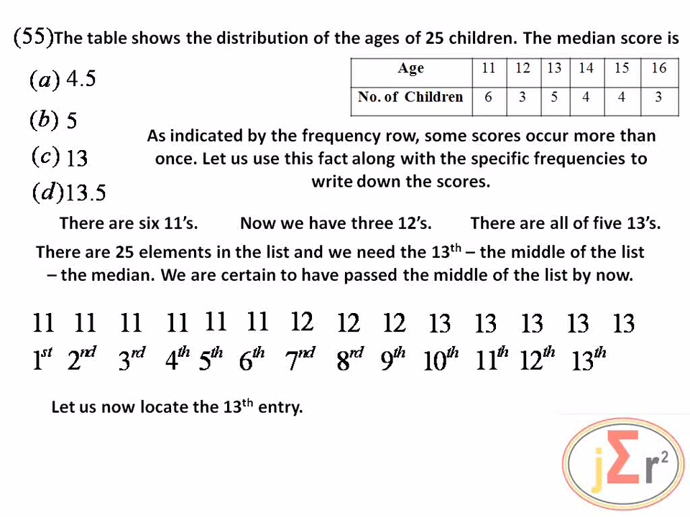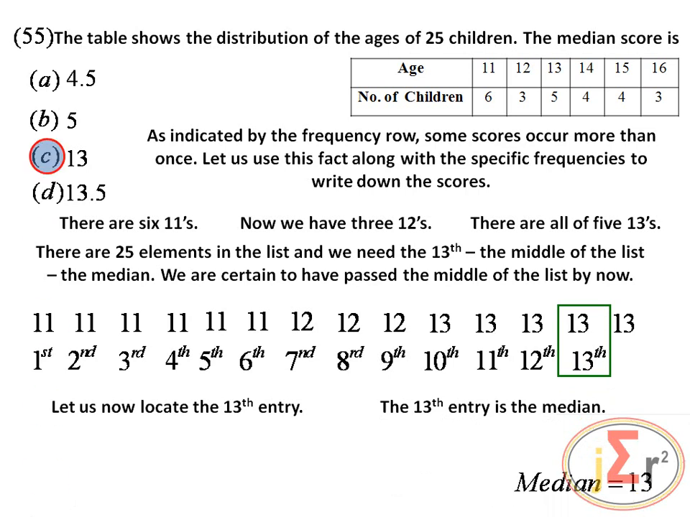13. So the 13th entry, we have it right there, and that turns out to be the 13. And the 13th entry is the 13, and that turns out to be the median. So the median is equal to 13. Good.